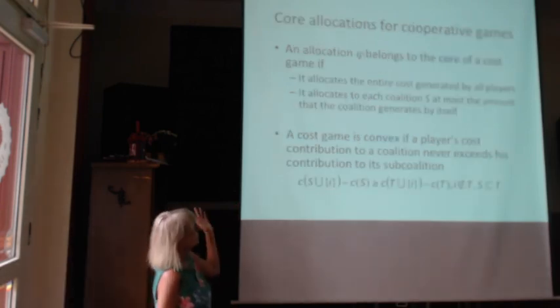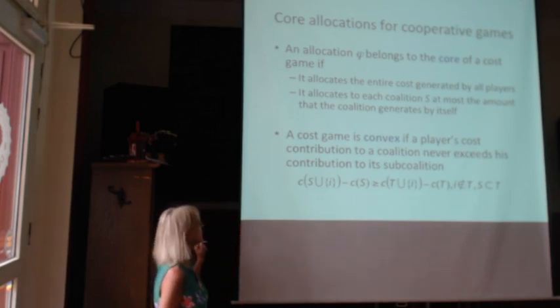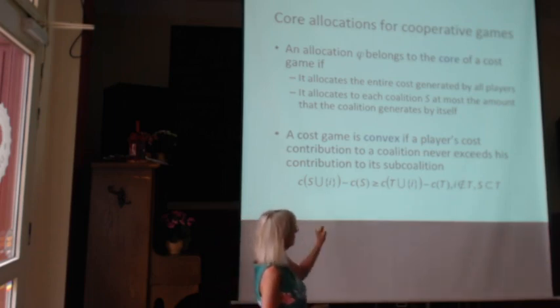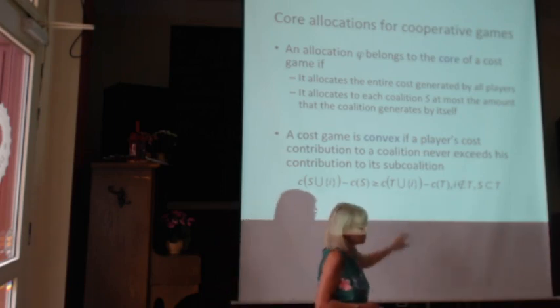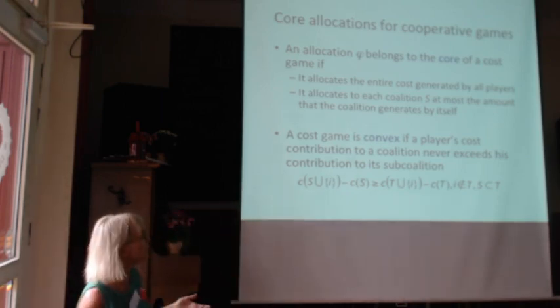So core allocations, we all know what it is, so I don't have to go into the definition. And the convex game just means that if we are looking at contributions to larger or to smaller coalitions, the contribution to a larger coalition should be smaller because some of the costs are already accounted for by the other members.